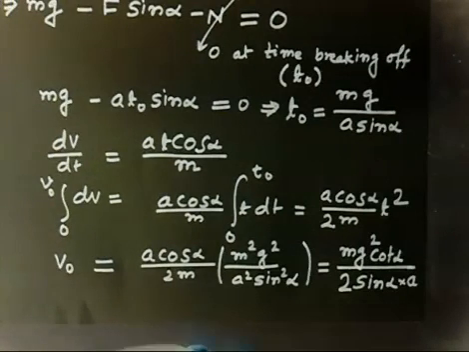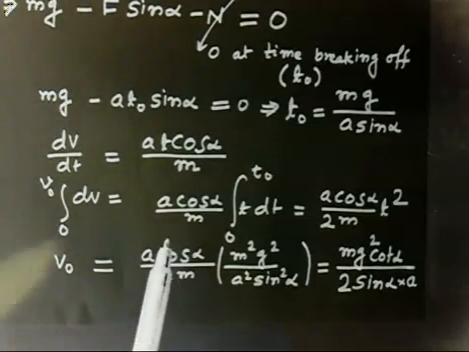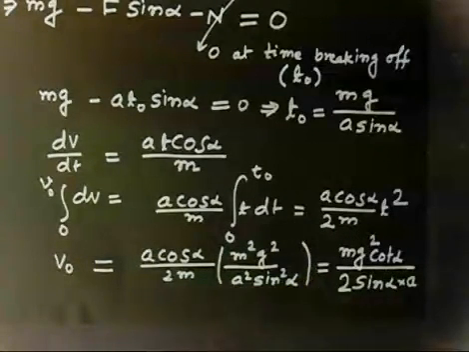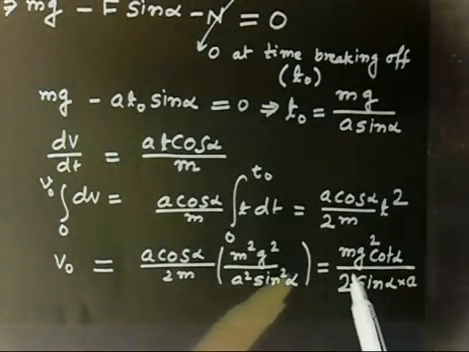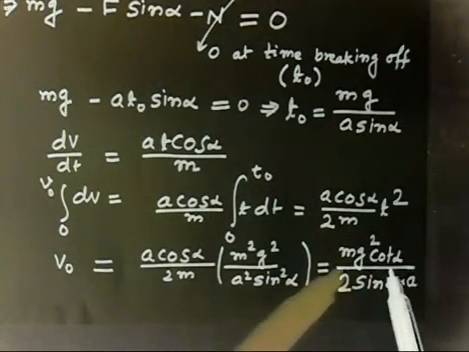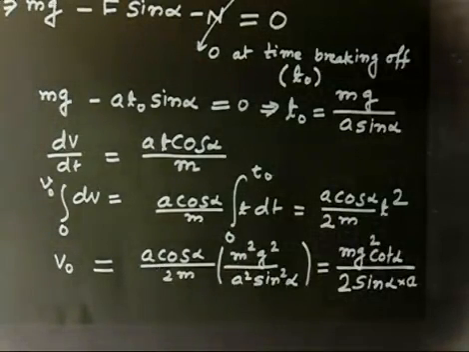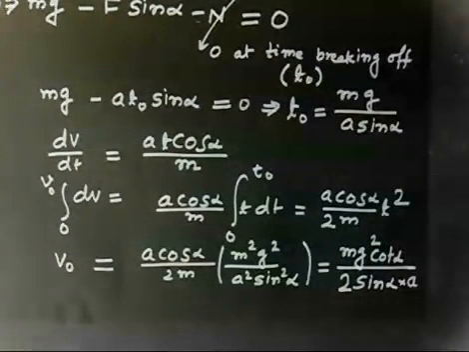So what is the t naught? T naught is mg by a sine alpha, and the factor is this cos alpha, so t square by 2. So everything is right, I think. So v naught should be mg square cos alpha, oh it's right, they are also giving the same answer, mg square cos alpha divided by 2a sine square alpha. So we are getting the same answer. Are you getting or not? So let us copy and then we'll go for the next part. Okay, if you have copied, then I can go for the next part.